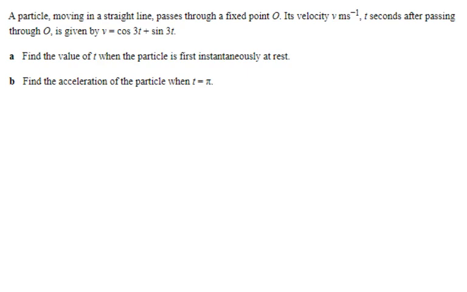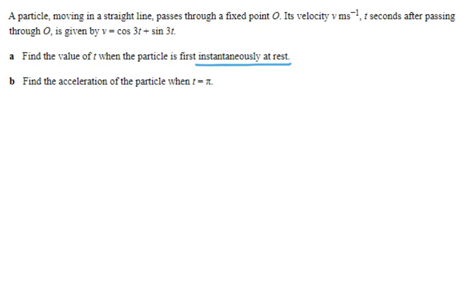For this question, you have a particle moving in a straight line, passes through a fixed point O with the velocity given as cosine of 3t plus sine of 3t. So you have to find the value of t when the particle is first instantaneously at rest. So the key word is instantaneously at rest.